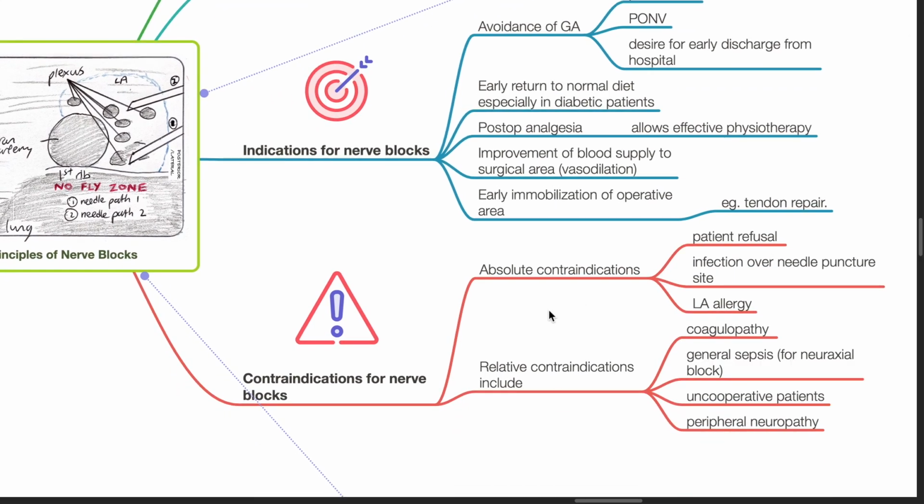Contraindications for nerve blocks include absolute and relative contraindications. Absolute contraindications are patient refusal, infection over needle puncture site, and local anesthetic allergy. Relative contraindications include coagulopathy, general sepsis for neuraxial block, uncooperative patients, and peripheral neuropathy.